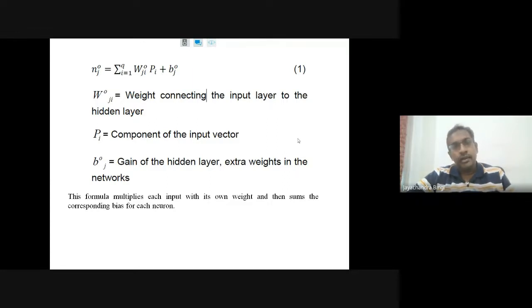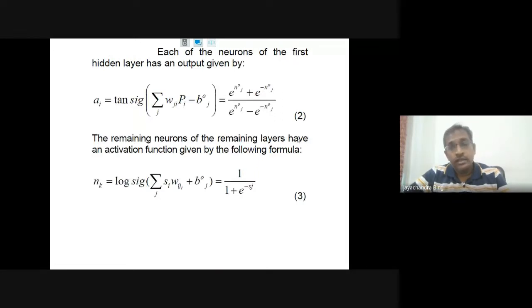Okay, then BJ, the gain of the hidden layer. Gain means what it is adding to the summation of all the perceptrons. It is adding to the main value, that is this one, and this one is the weight of each perceptron. Okay, each layer. So this is the gain weight. The function you fix in the perceptron is called the activation function. What we call that? Activation function. So this is the way we understand the artificial neural network or a single perceptron.